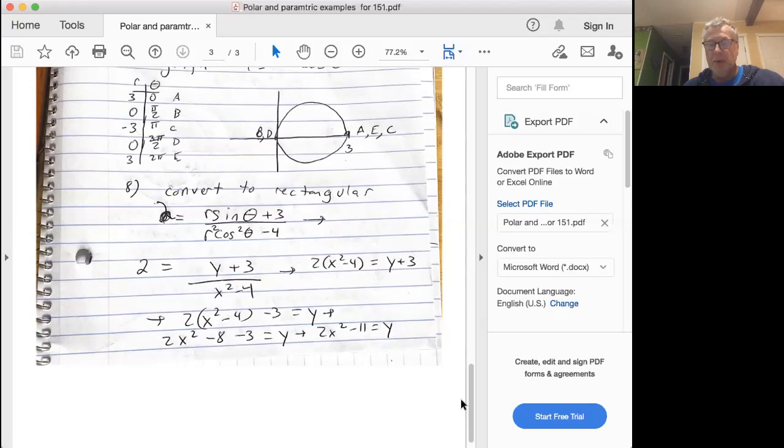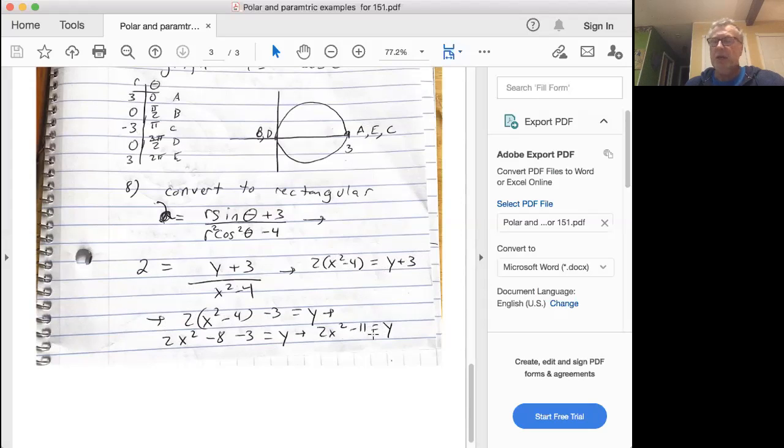I'm going to multiply both sides by x squared minus 4, giving us 2 times the quantity x squared minus 4 equals y plus 3. Moving the 3 over, we have 2 times the quantity x squared minus 4 minus 3. Distributing the 2 gives us 2x squared minus 8 minus 3, which ends up giving us y equals 2x squared minus 11.